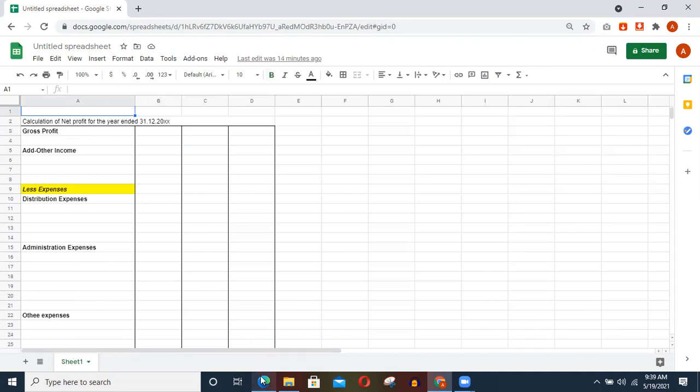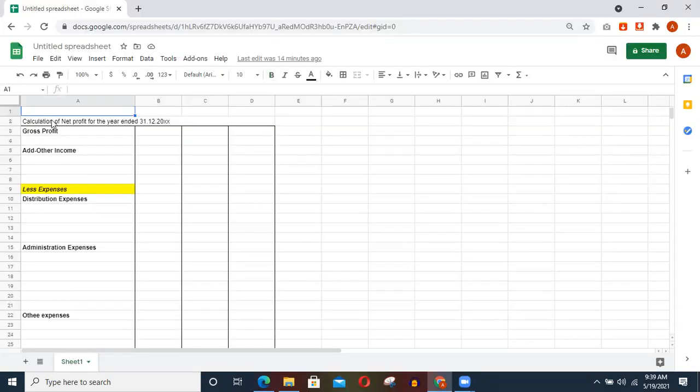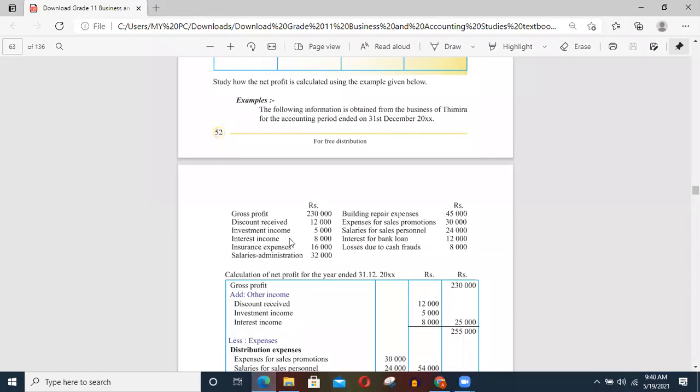So now it's time for us to work it out. So what is the first one? Gross profit of 230,000. So gross profit you mention in the third column over there. And what about the next one? Discount received 12,000, investment income 5,000, interest income of 8,000. So all this income comes under other income, right? Look at it very carefully. Discount received, interest income, and investment income are all other incomes, right?